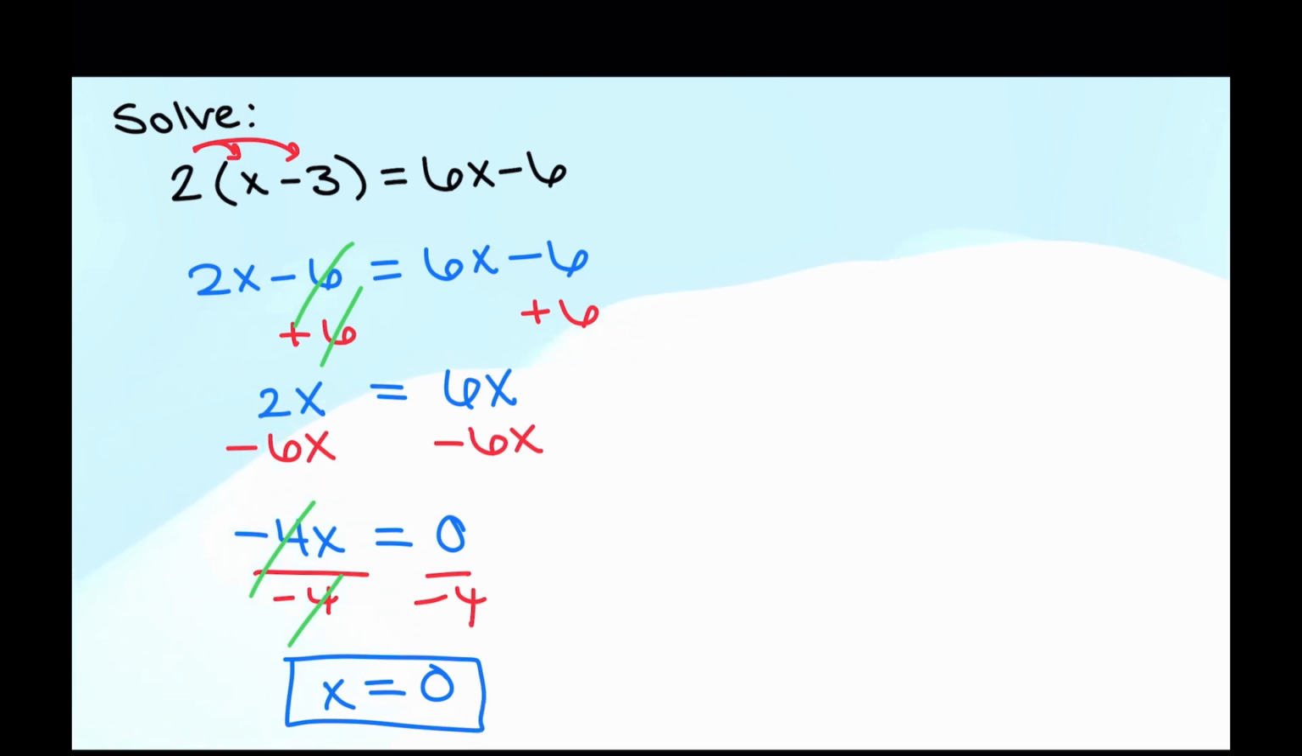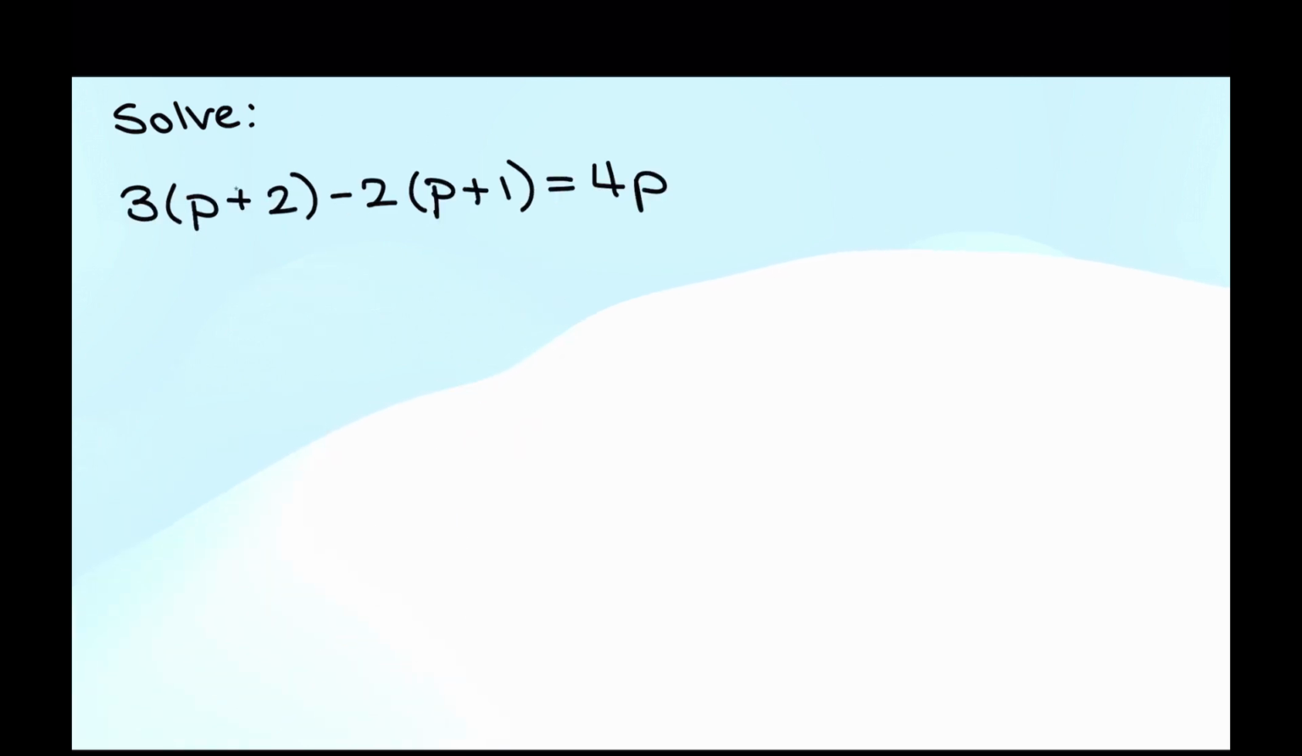All right, let's run through one more. So first thing I'm going to do is simplify. And so I have quite a bit of simplification to do on the left-hand side. We have the equation 3 parenthesis p plus 2 minus 2 parenthesis p plus 1 equals 4p.